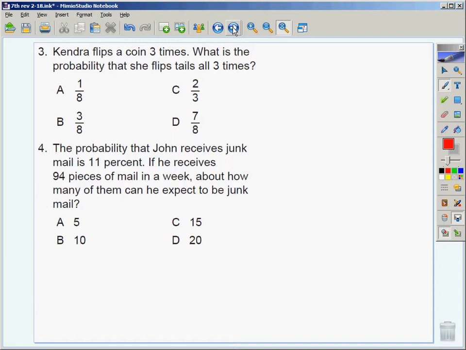Kendra flips a coin 3 times. What is the probability she'll flip tails all 3 times? This is a compound event. And with compound events, you can create a table, or you can figure the probability of event 1, event 2, and event 3, and you can multiply those probabilities together.